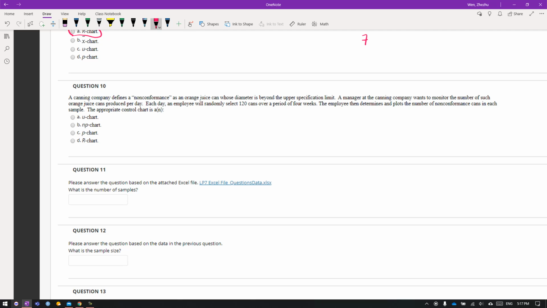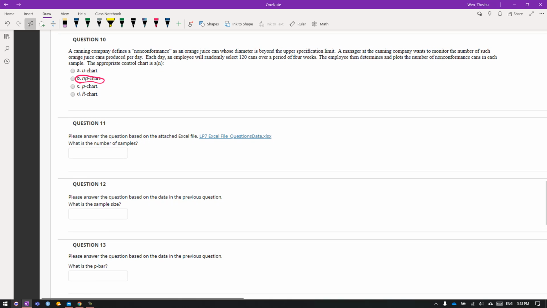So I think in this case, you will be plotting based on the fraction information, even though you're looking at the number of nonconformances, right? So it's fraction based. So I think you can safely use the NP chart for this problem. Let's take a look at the next one.